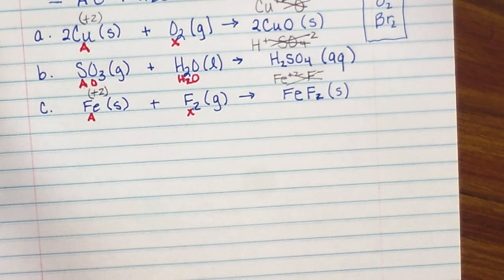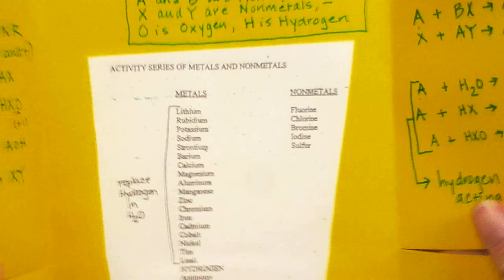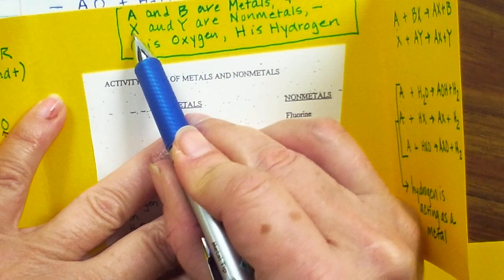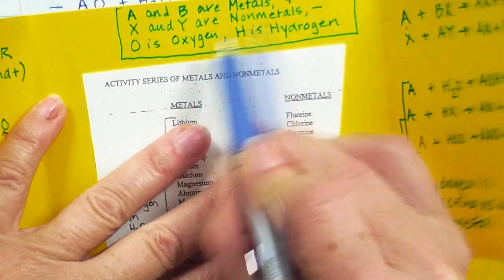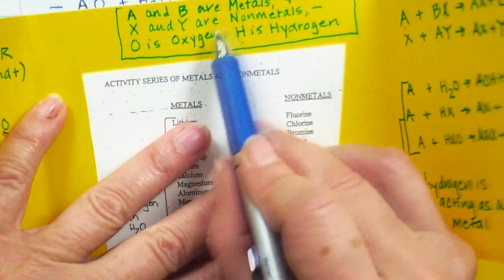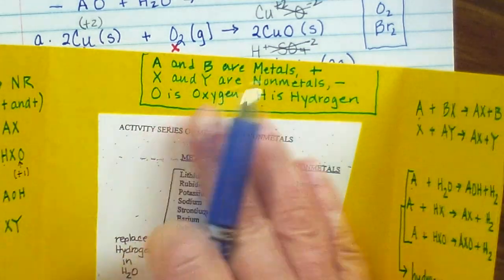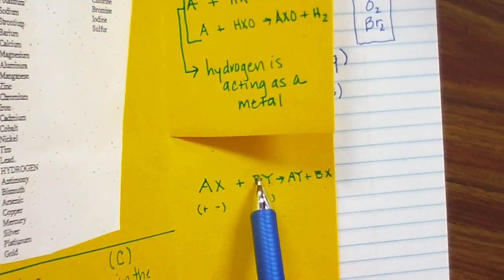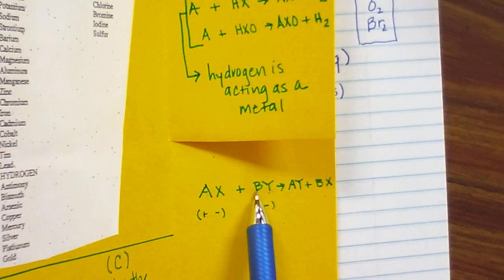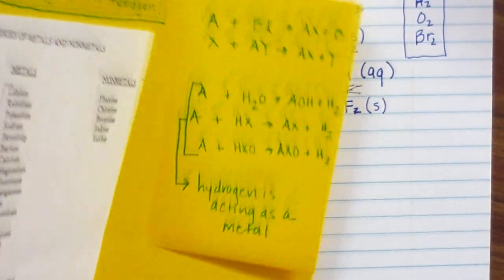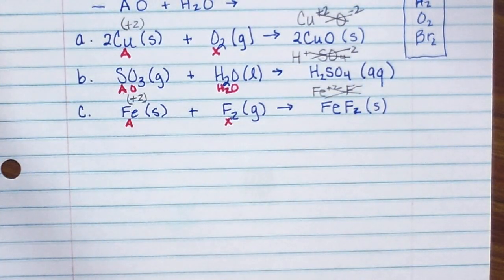Yeah, so on your foldable, if you open it up on the inside, A's and B's are metals, X's and Y's are nonmetals, and O is oxygen, and H is hydrogen. The reason that this is done this way is because when you get to a double replacement, it says they're two metals. And if I just said non-metal, you wouldn't understand that they're two nonmetals, or two metals. So it's easier to say A and B are both metals than I can have two metals in one equation. Okay?